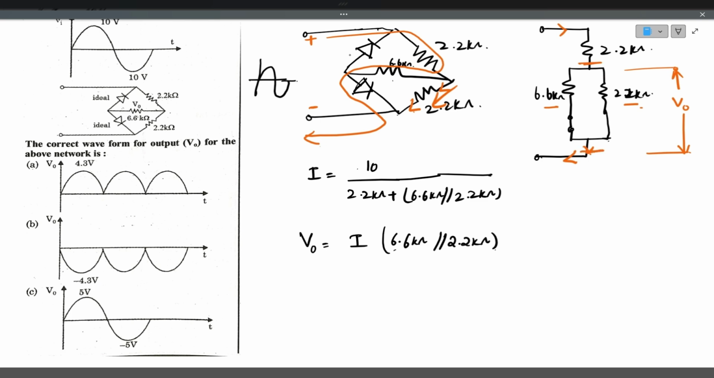So substituting all these things, current flowing is 10 divided by 2.2 kilo ohm plus 6.6 kilo ohm parallel combination 2.2 kilo ohm, multiplied by 6.6 kilo ohm parallel combination 2.2 kilo ohm.